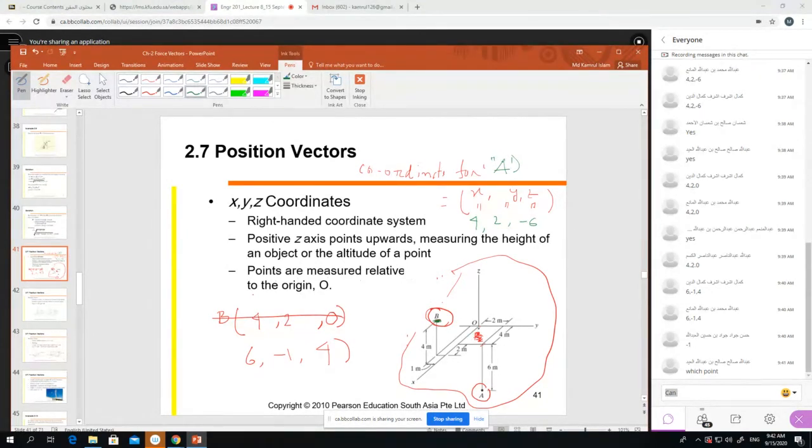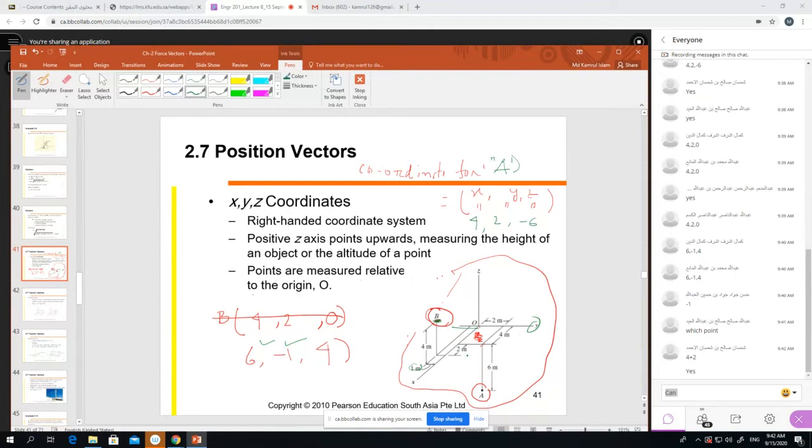x is 6, from here to here is 6. Okay, 6 is correct. Then minus 1, because it is the opposite direction to the y, so it is minus 1. This is also correct. And yes, Shaman Sahil, it is the upward 6, so plus upward 4, plus 4. This is also correct.